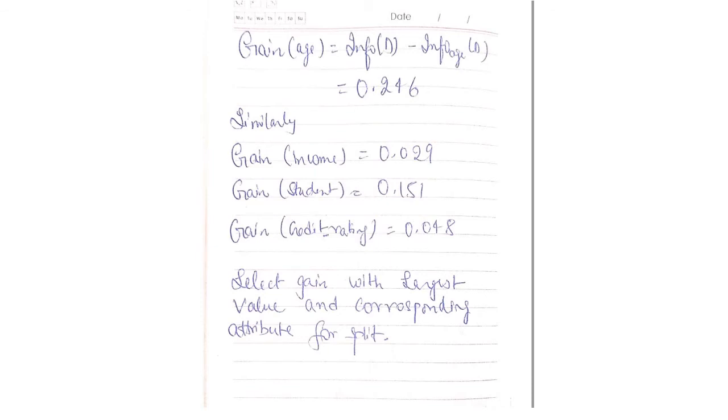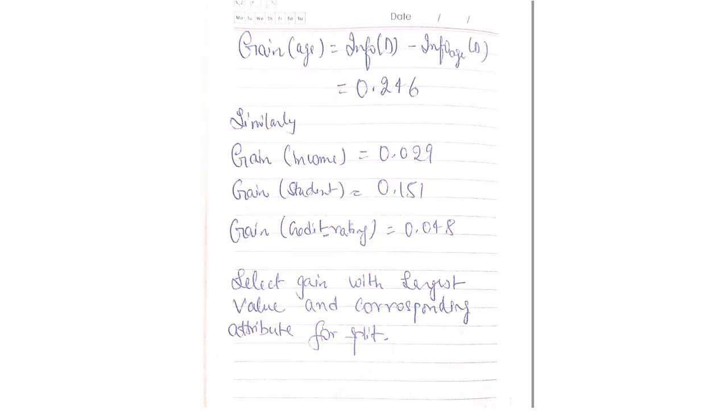Now we will calculate the gain. Gain of age is equal to 0.246, and we got this by subtracting the value of Info age from our value of Info D, which is 0.940. Info D we calculated from buys computer, and Info age is 0.694, which gives 0.246. Similarly, we calculated gain for income, student, and credit rating. I would like you to calculate these and verify it.